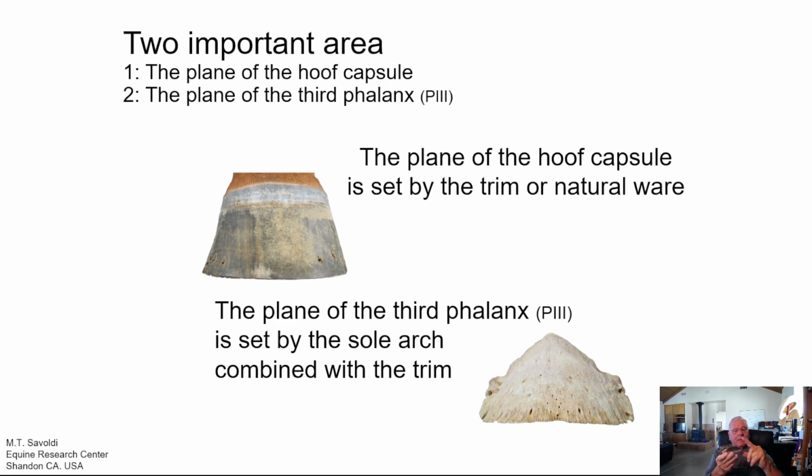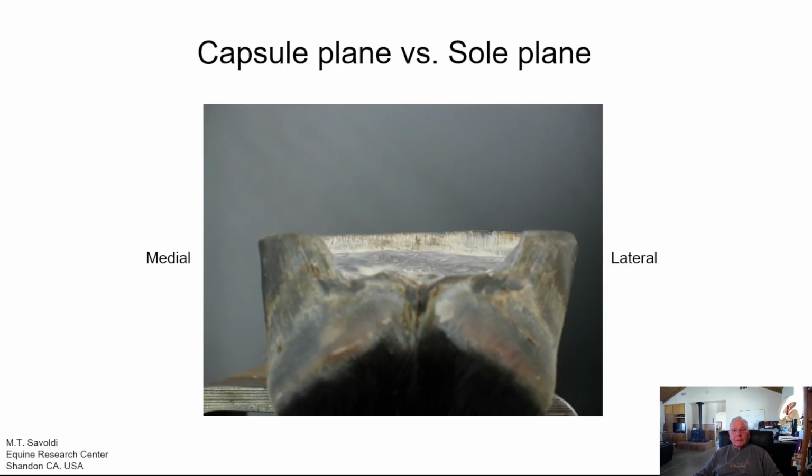So this can be high in the toe like this one, or it can be flat in the toe like this one. Both of those will affect the plane of the P3 bone, and yet both capsules have been trimmed to the sole plane. So that's why it's important to be able to recognize the differences between these two. The capsule plane versus sole plane.